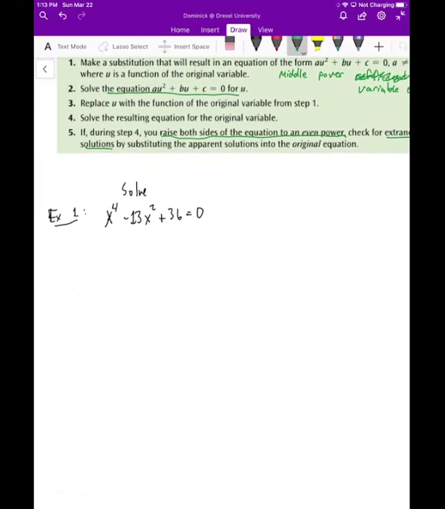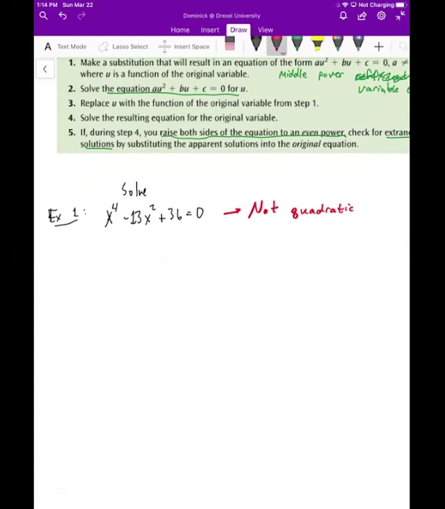Okay, so first, we have x to the 4th minus 13 times x squared plus 36 is equal to 0. Now, of course, this is not quadratic, so we can't treat it as a quadratic right away.